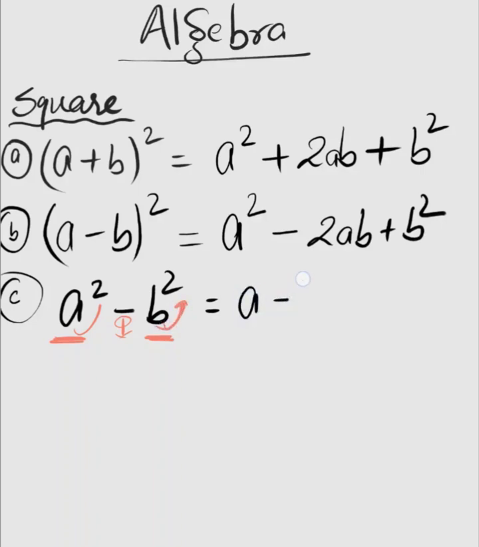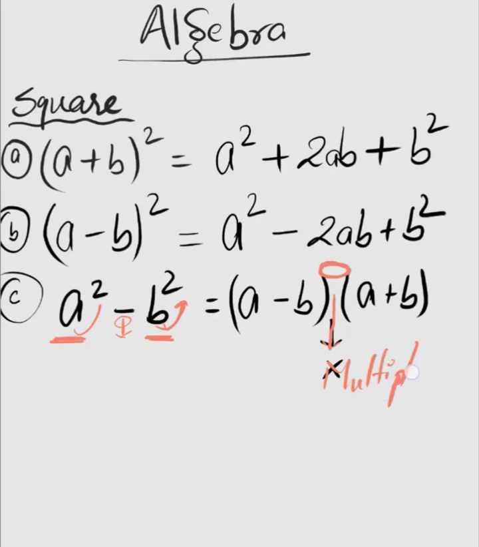(a - b) bracket. Remember these two should be in brackets, and this is also (a + b). Here it's always multiplication. If you don't write anything in between the two parentheses, then it's always multiplication. Remember that one.